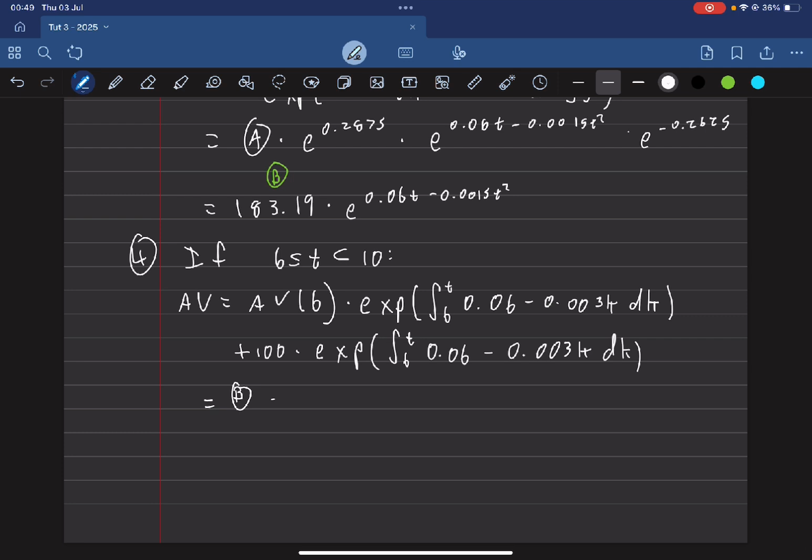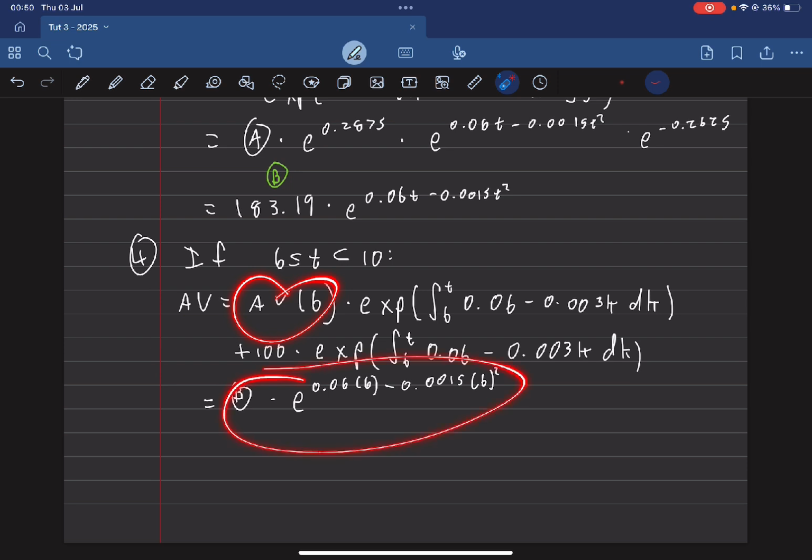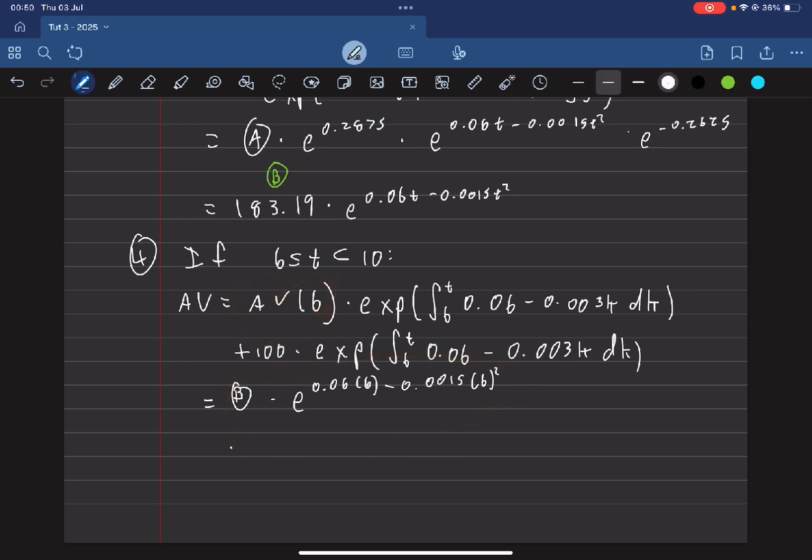So it's going to be b times e to the 0.06 times 6 minus 0.0015 times 6 squared. Okay, so that's 8. That is basically that. And that's going to be multiplied by exp. Let's do the integral quickly. So it'll be 0.06k minus 0.0015k squared from 6 to t plus 100, and it's going to be exactly the same integral.